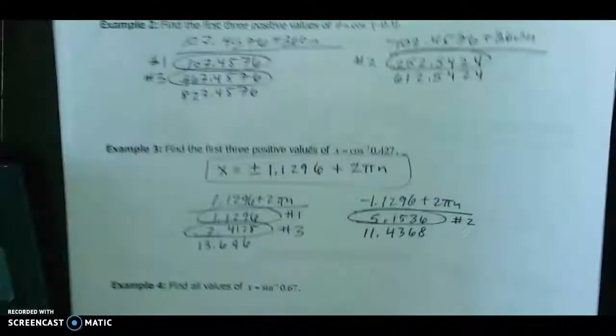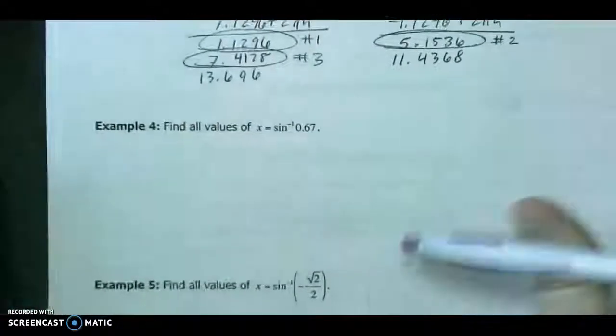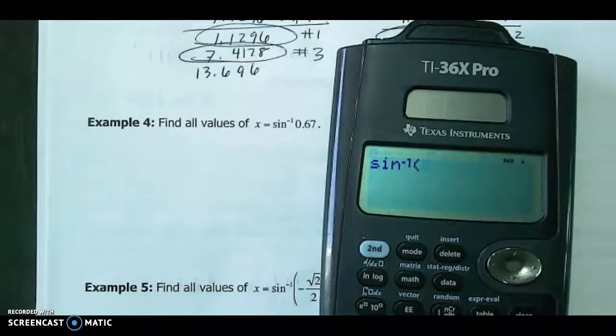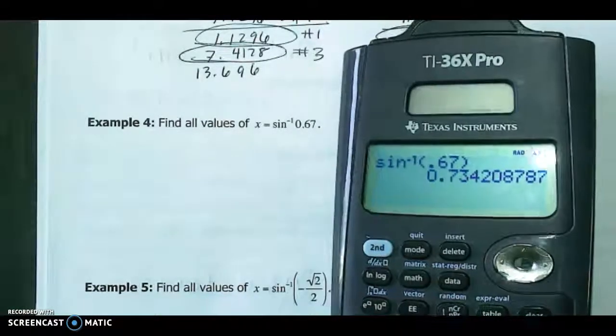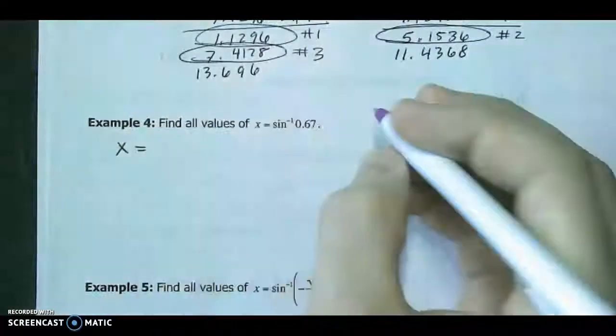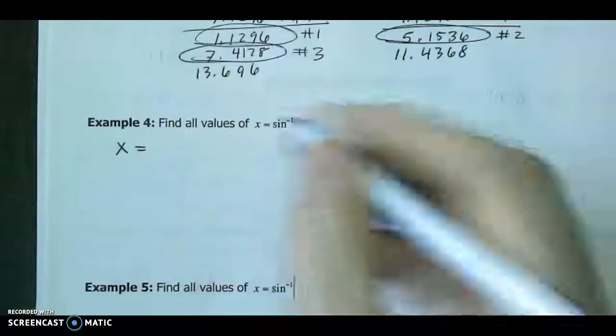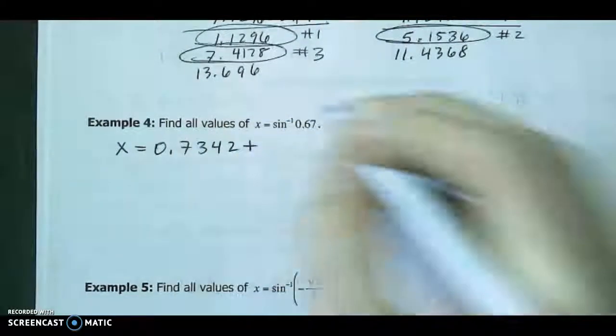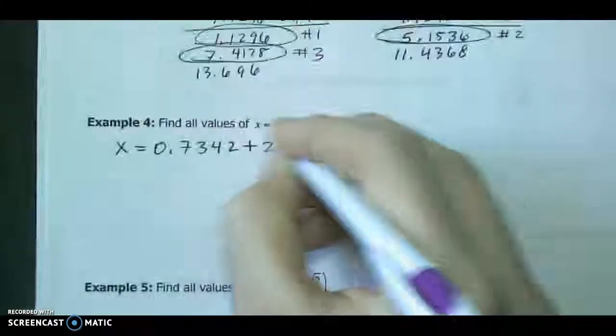In example 4, we've got sine, and we're in radians because there's an x. So change your calculator to radians if you didn't before, and type in inverse sine of 0.67. And I'm getting 0.7342. And with sine, you do not do plus or minus like we had before. So it'll be positive 0.7342 plus 2 pi n.